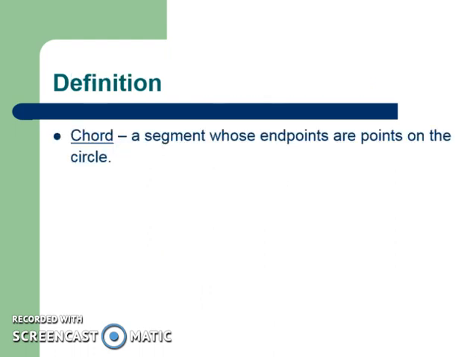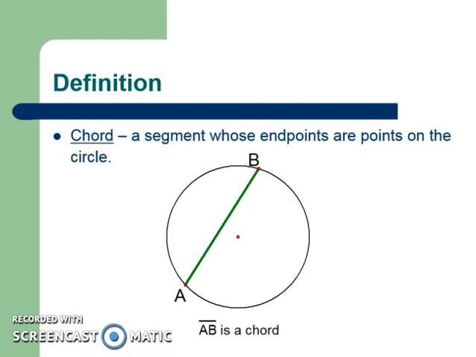A couple more definitions we need to go over: a chord. A chord is a segment whose endpoints are points on a circle, meaning here, this is a chord. Now, a diameter is a type of chord. It's a special chord that goes through the center. So not all chords have to go through the center.